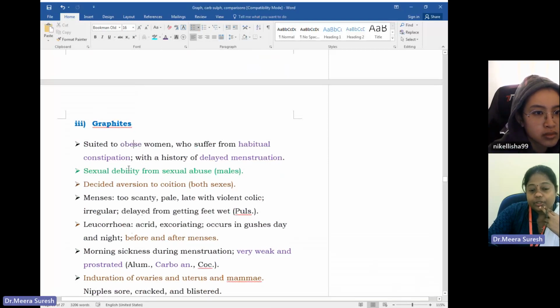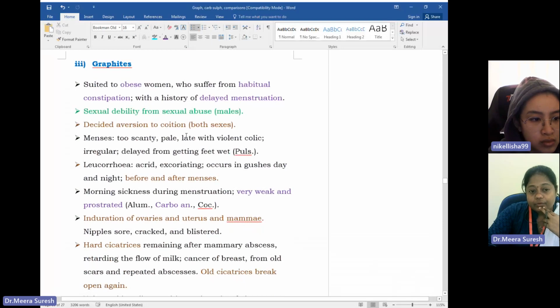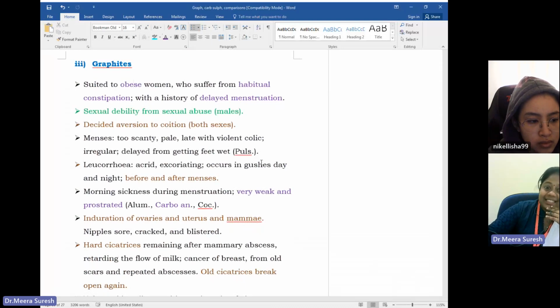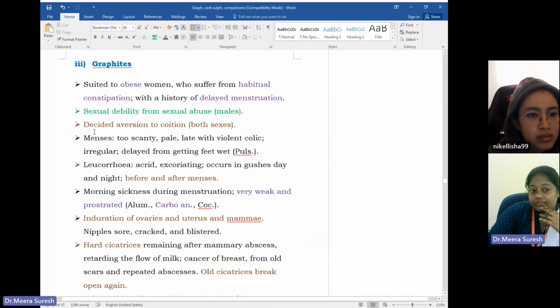Then in males, there will be sexual debility from sexual abuse, but we can also see there is a decided aversion to coition, which is seen in both sexes. And in case of females, the menses, we already told that there will be a delayed menstruation, so the menses will be too scanty, pale, like pulsatilla, with violent colic and delayed from getting feet wet. So graphitis was very similar to pulsatilla in constitution because both are despondent, sad, indecisive, hesitant in nature. Even pulsatilla is having an aversion to the opposite sex. Here also in graphitis we see a decided aversion to coition in both sexes.